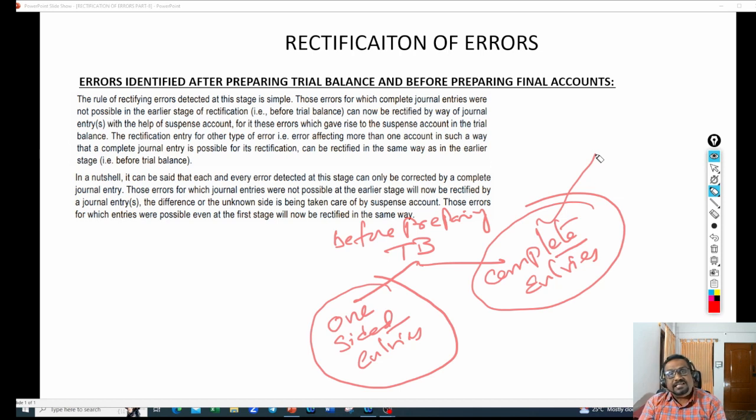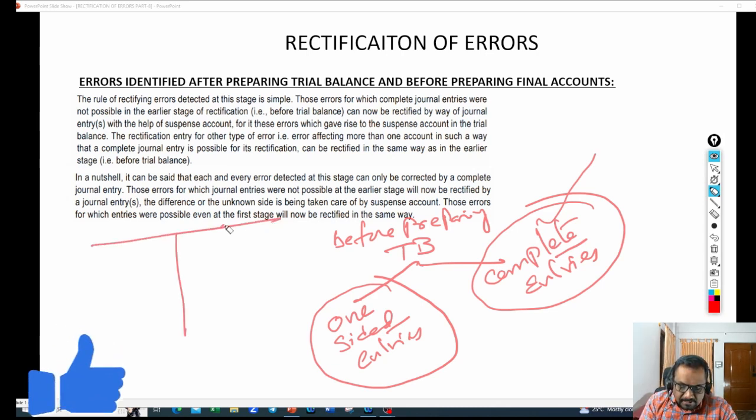What is that second stage? Errors are identified after preparing the trial balance. This is the beautiful point. I prepared a trial balance.